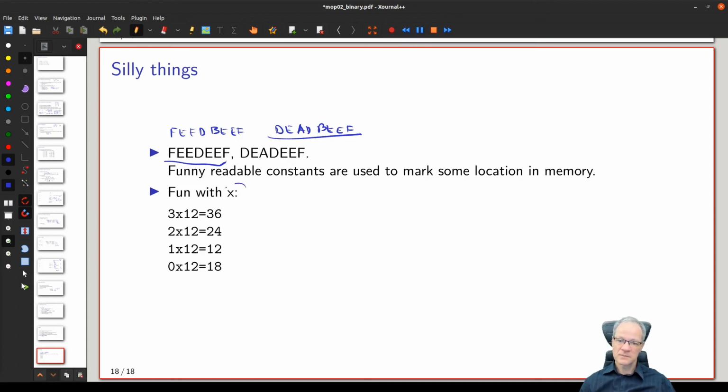And finally, let's consider x, right? So this is like multiplication. That's what we're used to quite often. So 3 times 12 is 36. 2 times 12 is 24. 1 times 12 is 12. However, 0 times 12 is 18. How is that possible? Could you comment?